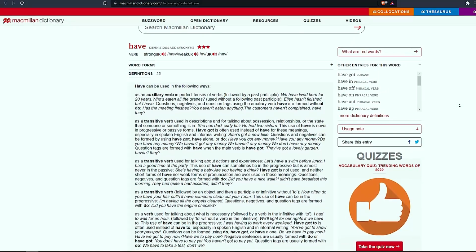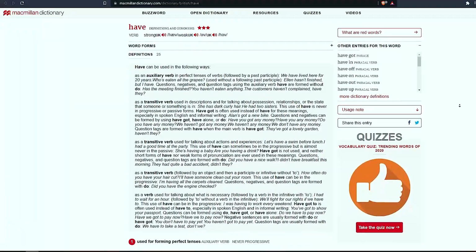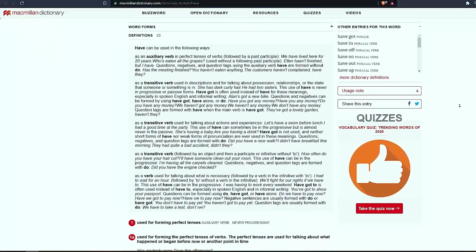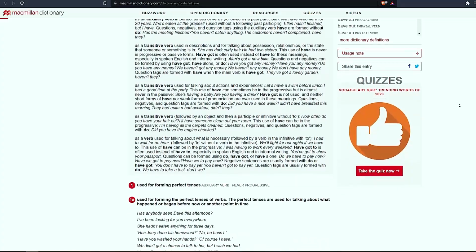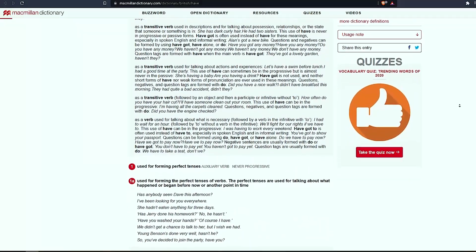Now, you're obviously confident that you know all of these basic words in English, right? For example, the word have. We all know the meaning, right? But do you really know what it means? Let's go over to Macmillan Dictionary and see. There are over 25 definitions of the word have, about 10 phrasal verbs, and over 15 idioms. Are you still confident that you know what have means?